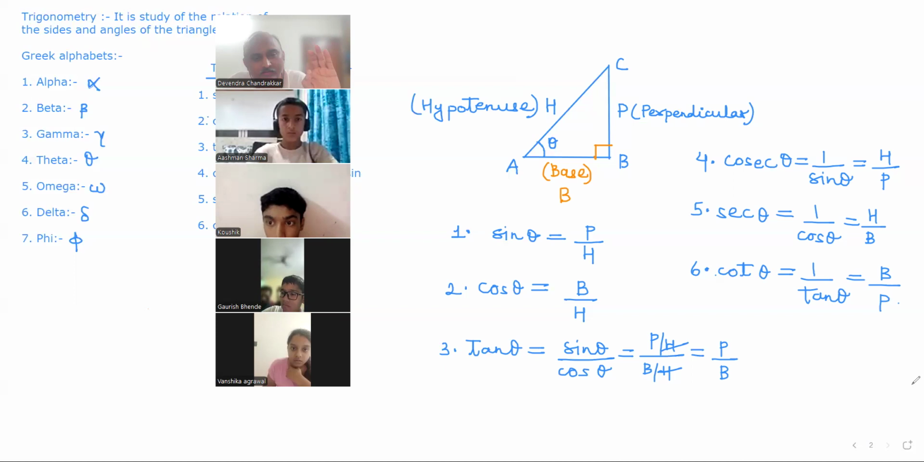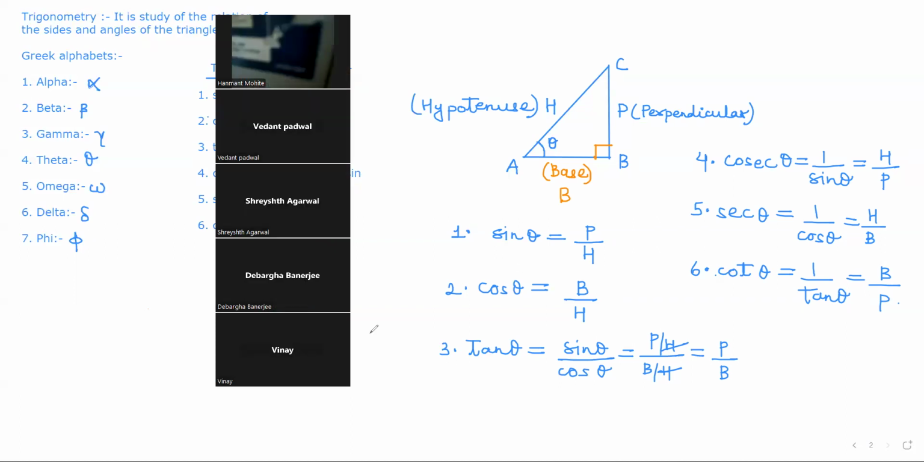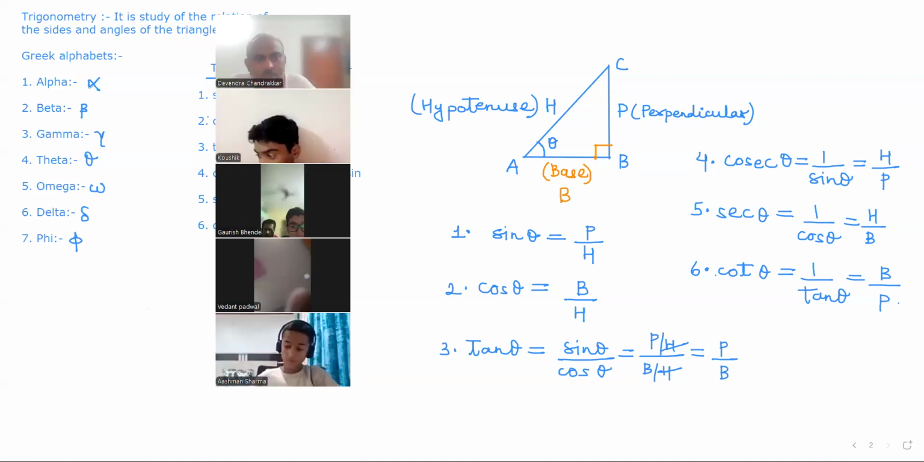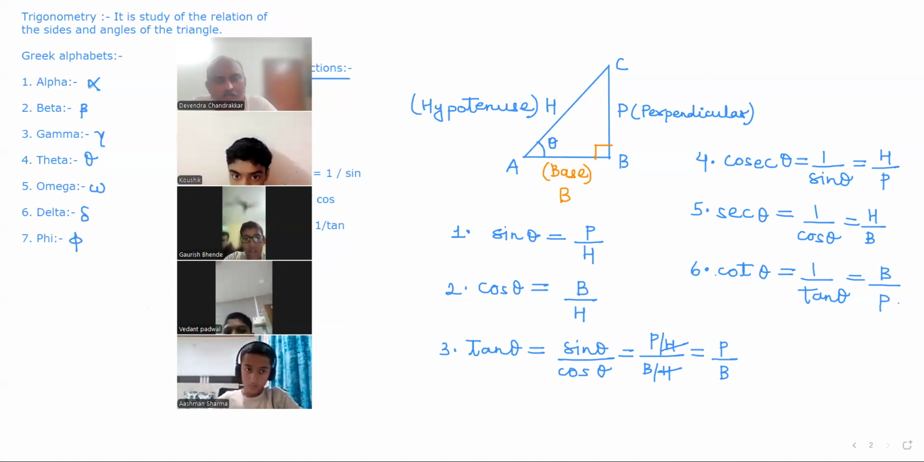Kaushik, you understood what I said in English? Yes, before? Very good. Gaurish, understood beta? Yes, sir. Great. Shresth, Vedant, Debharga, Vinay, all of you, please switch on your camera. Vedant, you understood? Yes, sir. Okay, good. Please note it quickly. Gaurish, understood beta? Yes, sir. Great. Please note it. Make notes.